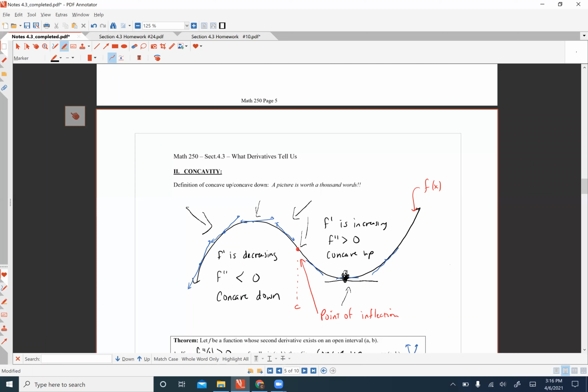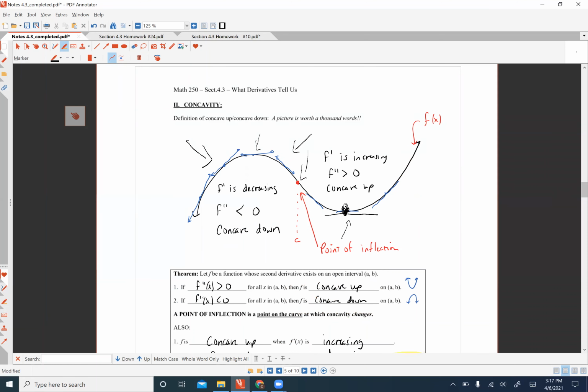So when the second derivative is negative, it's concave down, and when the second derivative is positive, the graph of the function is concave up. So the second derivative can tell us something about the shape of the graph. It tells us whether the graph is concave up or concave down. And then we're eventually going to use that fact for the famous second derivative test, which is a very popular test.